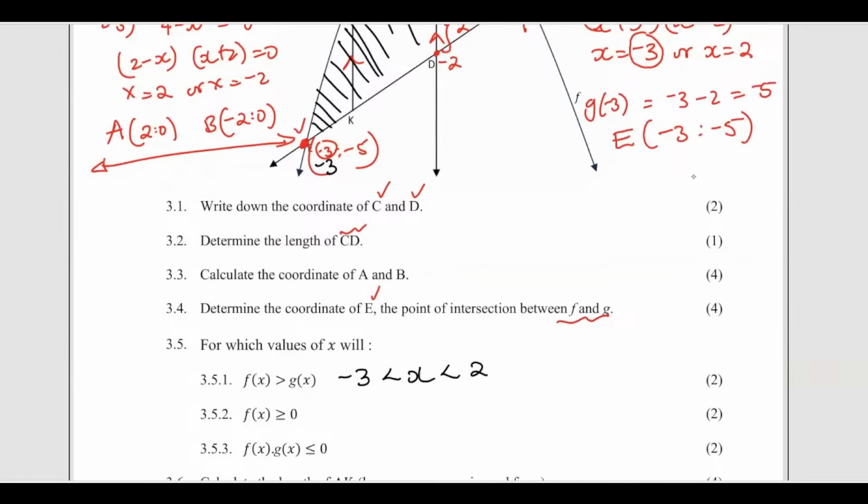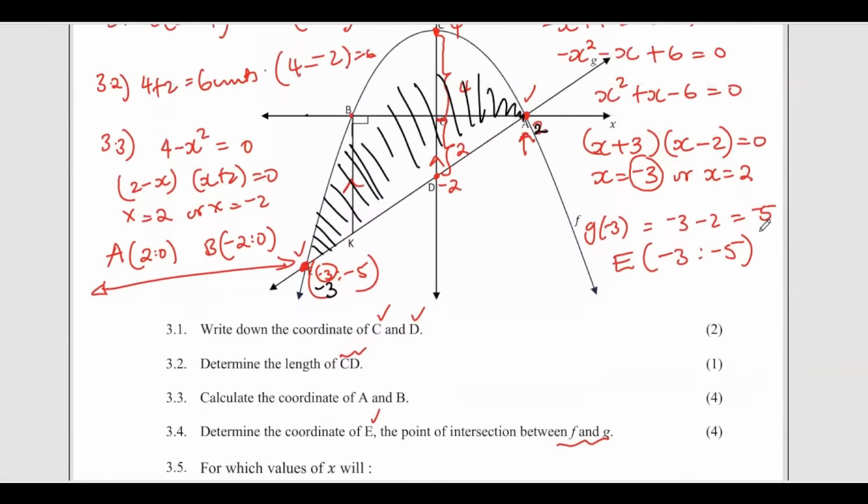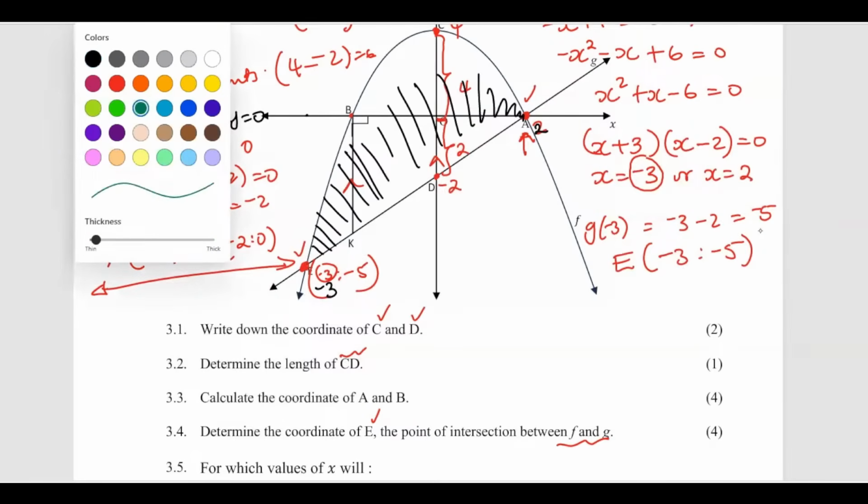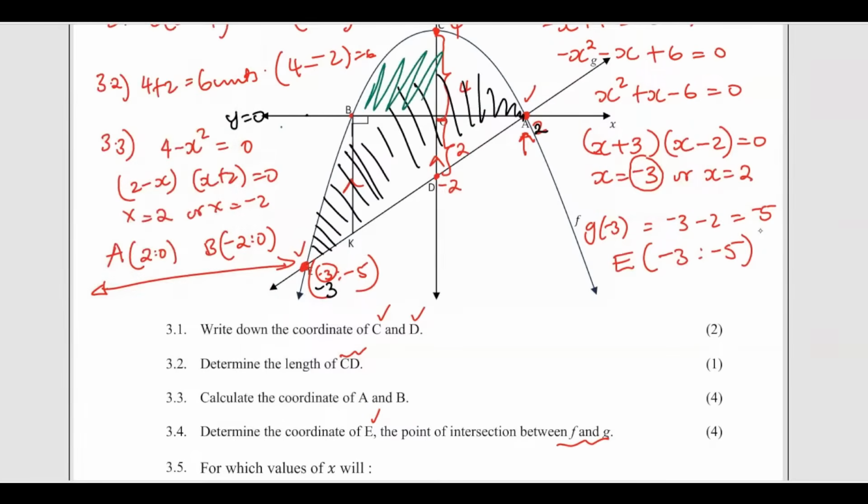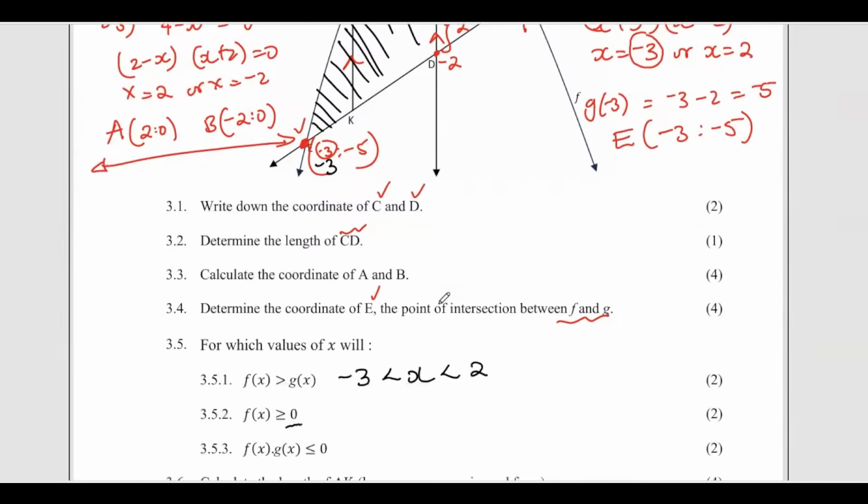Then where do we find f of x to be greater or equal to 0? What this means is, where do we find the parabola to be above the x-axis? Because this line is the line of 0. So we can see that the parabola is above the x-axis within this region, between point A and point B. So we're going to go down and see that negative 2 must be less or equal to x, less or equal to positive 2. If there's an equal sign, you include the equal sign. If there's no equal sign, you leave it out.